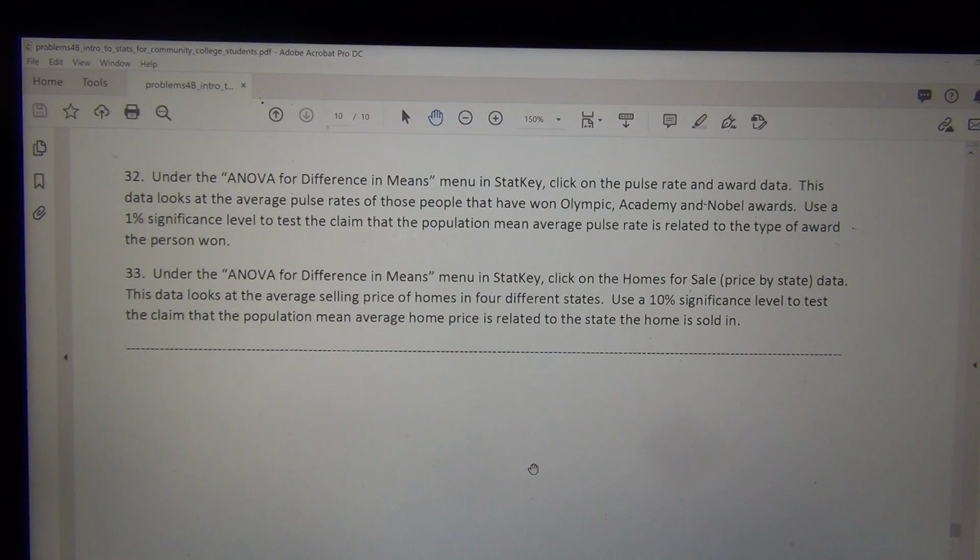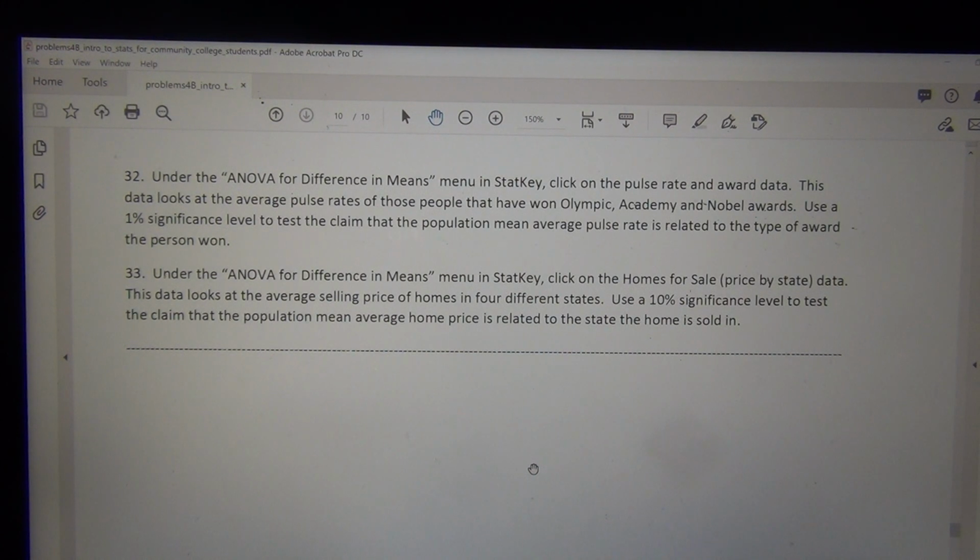Hi everyone, this is Matt Show with Intro Stats, and today we're looking at a problem from my book, Intro to Statistics for Community College Students. This is section 4B, number 32, and this is the section on ANOVA.